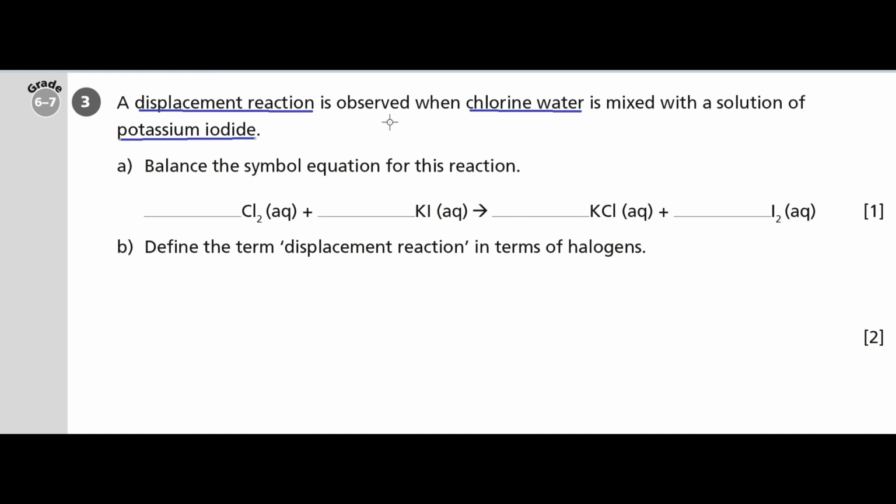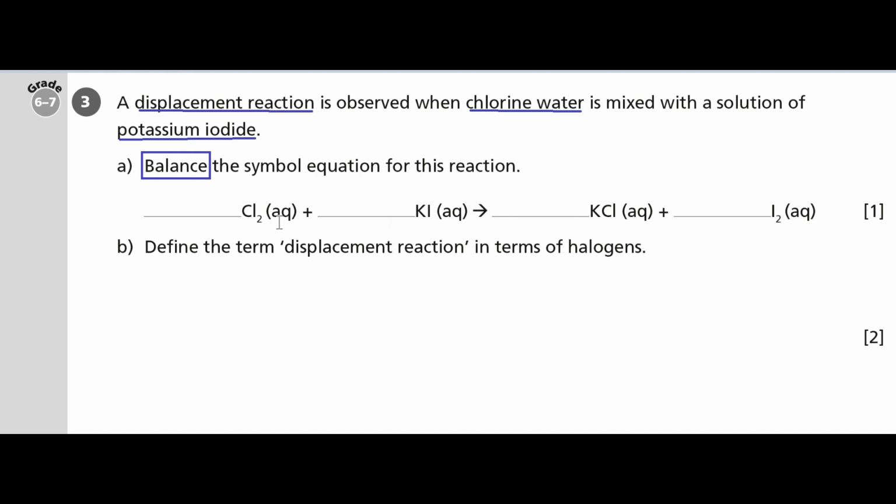Let's look at the question now that we've been asked to answer. Part A. Balance the symbol equation for this reaction. Let's box the command word. We've been asked to balance it. What does that mean? We need to add some numbers on these lines to ensure that the same number and type of atoms are in the reactants as in the products.